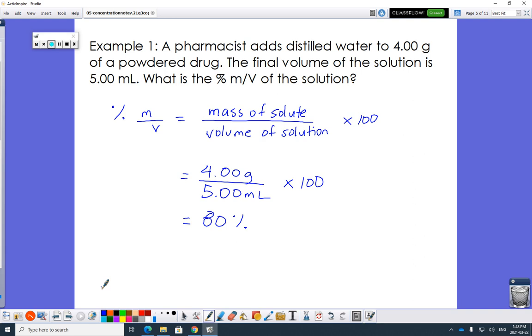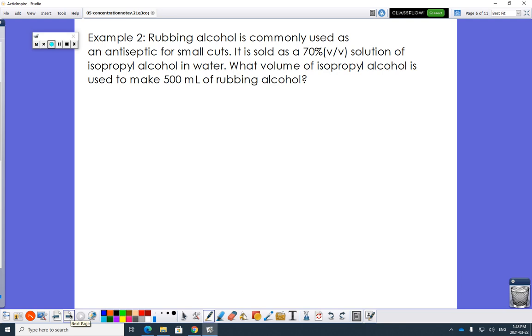There are questions where maybe you have to solve for the top or you have to solve for the bottom. That does involve a tiny bit more math, a little bit more algebra. So you can continue what we did before and use inverse operations if you want to make sure you get that math right. So rubbing alcohol is commonly used as an antiseptic for small cuts.